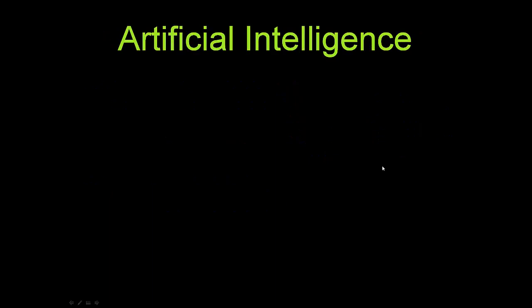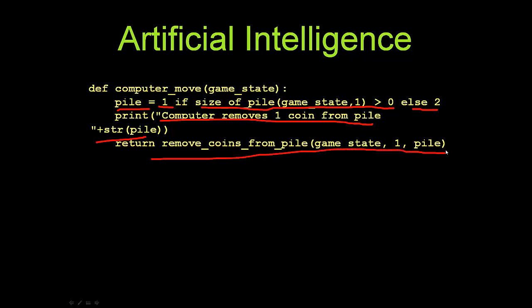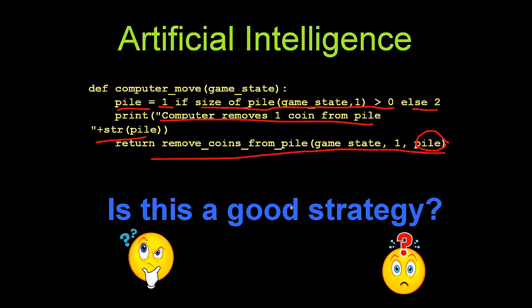Next, we talk about AI, like how to play the game. Well, this is how we can play the game. Pile is 1 if the size of game state pile 1 is bigger than 0, else it is 2. It means you look at the first pile, and if it's not empty, you pick it. So the computer will remove 1 coin from pile p. Okay, now is this a good strategy?